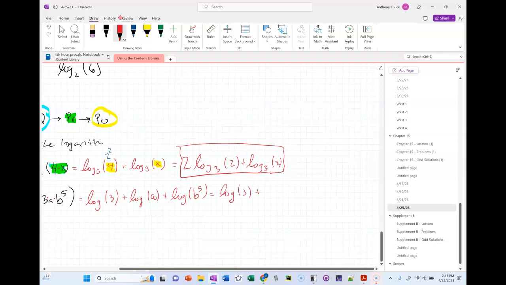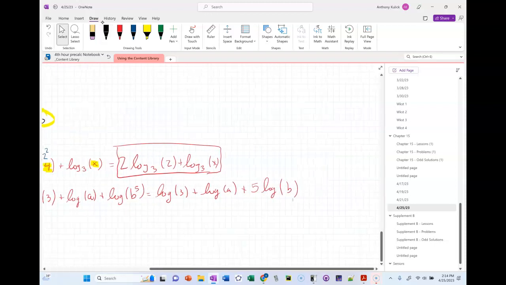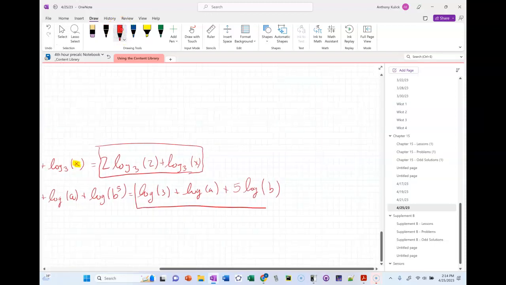So the first 2 logarithms, I'm just going to recopy exactly like they were. But that last logarithm, the power 5, is going to become the coefficient on the logarithm. And then everything else just stayed the same. So far, so good. All right, so our final answer then is just this.